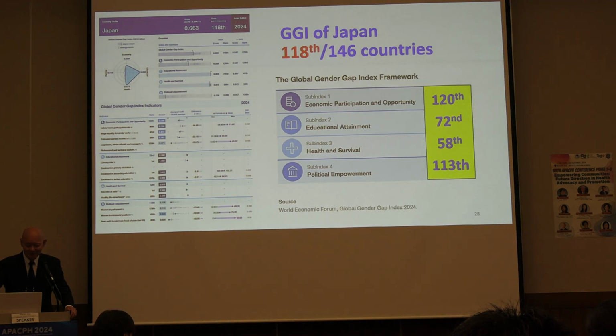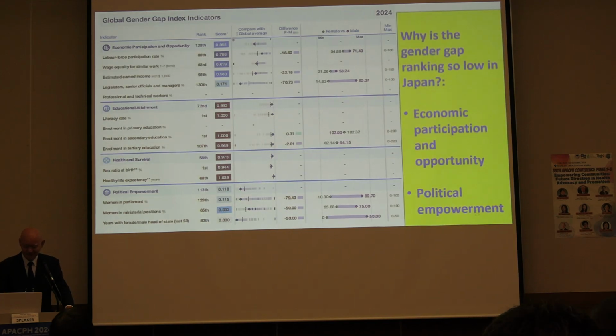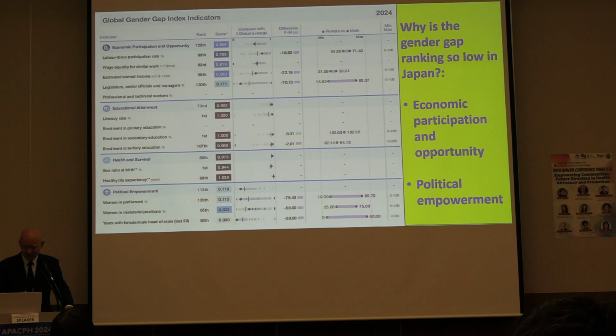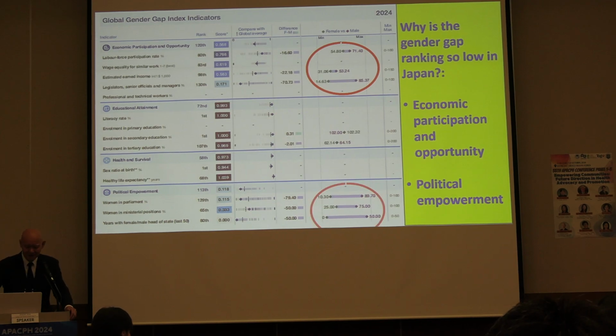And Japan is always proud of its ranking: 118th out of 146 countries. So we are a developing country in terms of the gender index. Why is Japan so low? Partly because of poor economic participation and opportunity. This is not very clear, but there is a big difference between men and women, particularly in leadership.